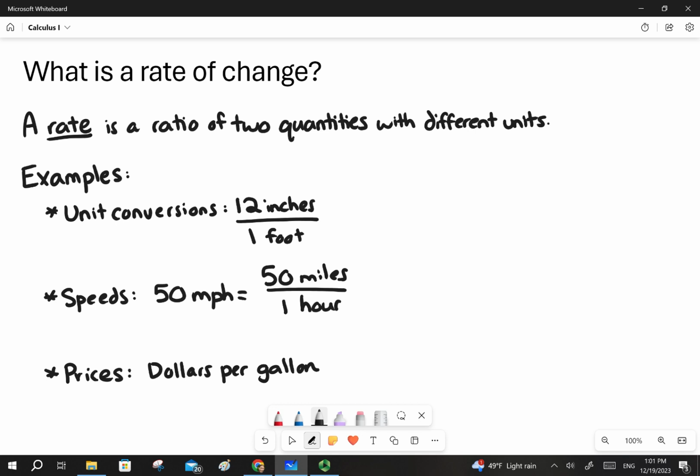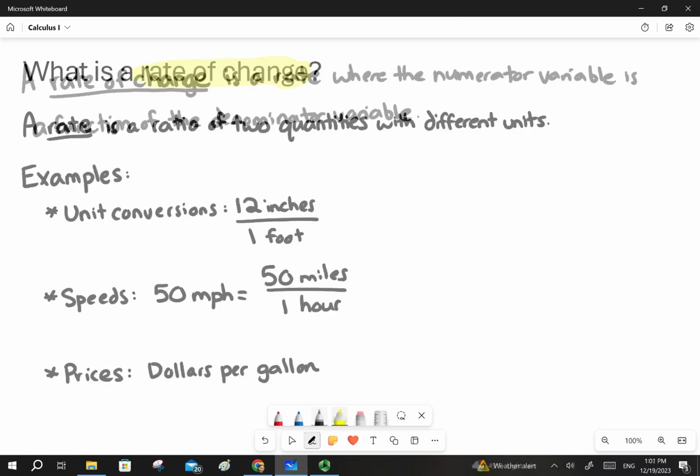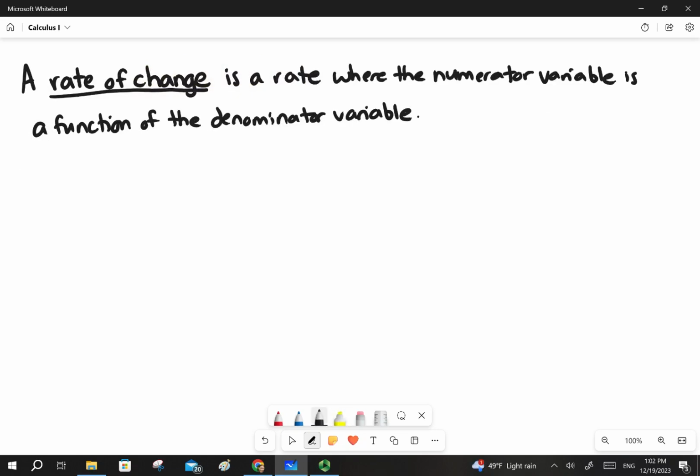In this course, we will be talking a lot about the rate of change in a function. A rate of change is just a rate where we assume a function relationship between the two quantities. It allows us to talk about how much the dependent variable, also called the output, changes as the independent variable, also called the input, changes.